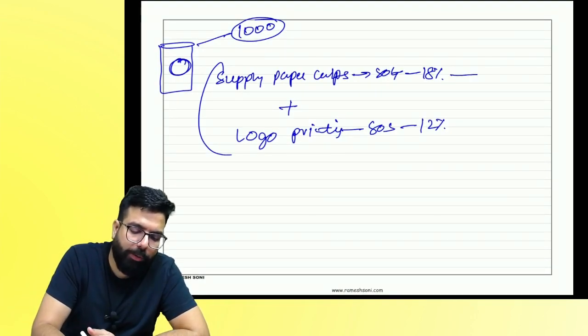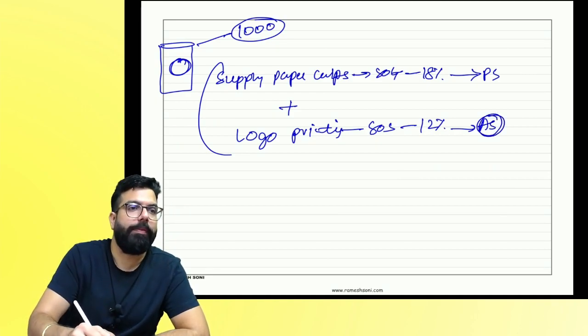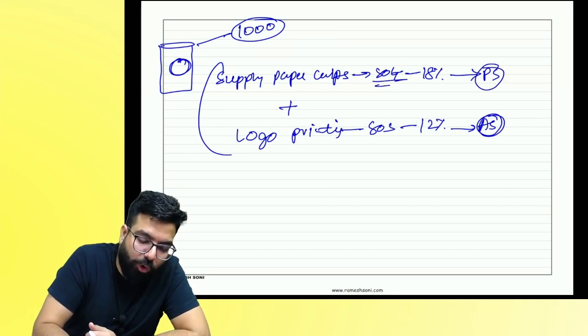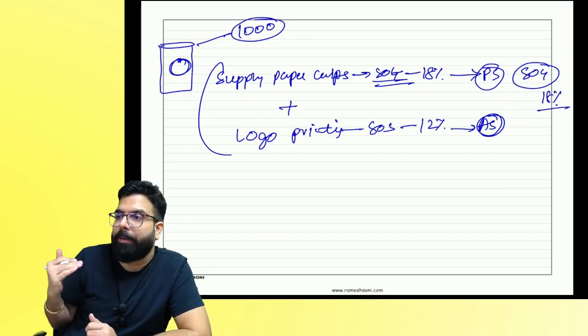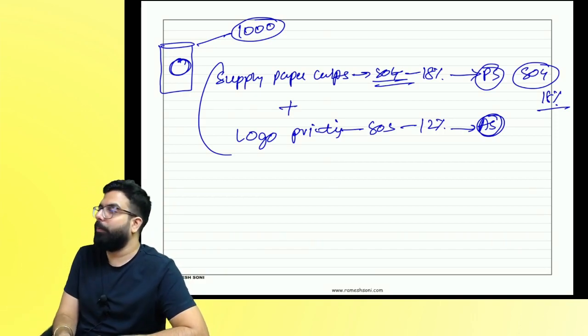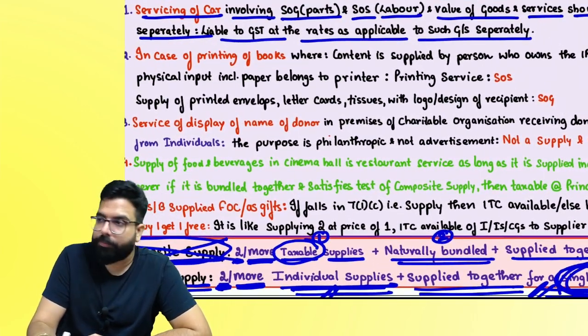And what is the principal supply over here? Paper cups. What is the ancillary service? This is also a supply, but it is ancillary. What is the main supply? Paper cup. And hence, this whole contract will become a supply of goods contract. And what rate will apply? 18%. When she is giving me the bill, what rate of GST will she charge? 18%. Are we clear, everyone? Did you guys understand this or do you have a doubt?